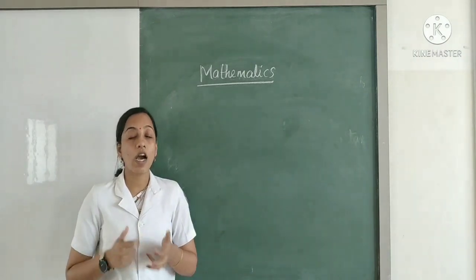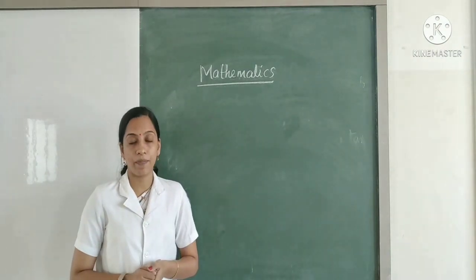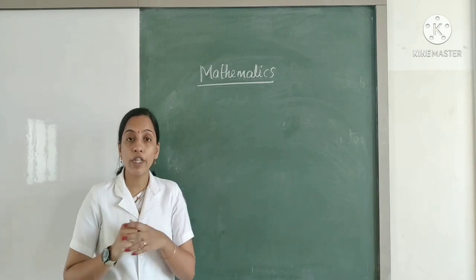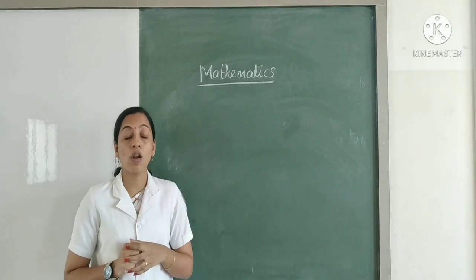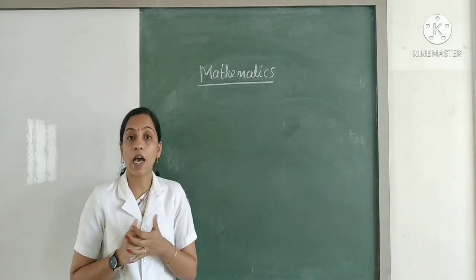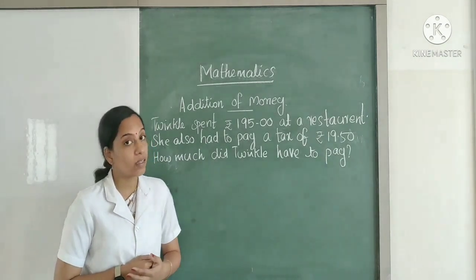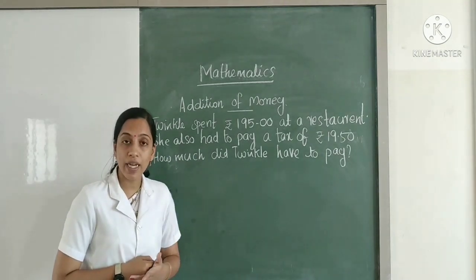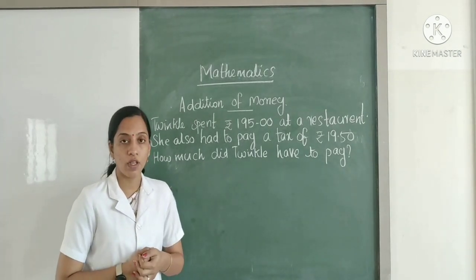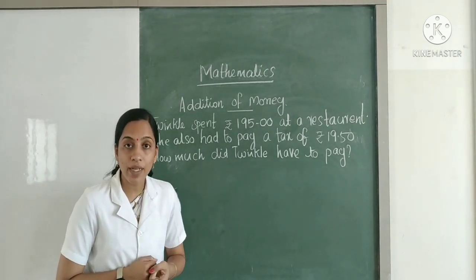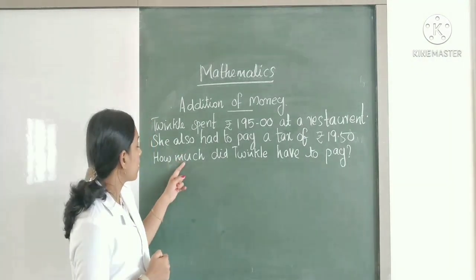We have learned how to add, subtract, multiply and divide the money. Now, we are going to discuss how to solve story sums or word problems. Are you ready, children? We have learned how to add the money. Addition of money is done in the same way as addition of ordinary numbers. Do you know how to add two numbers? So let us discuss our first story problem.